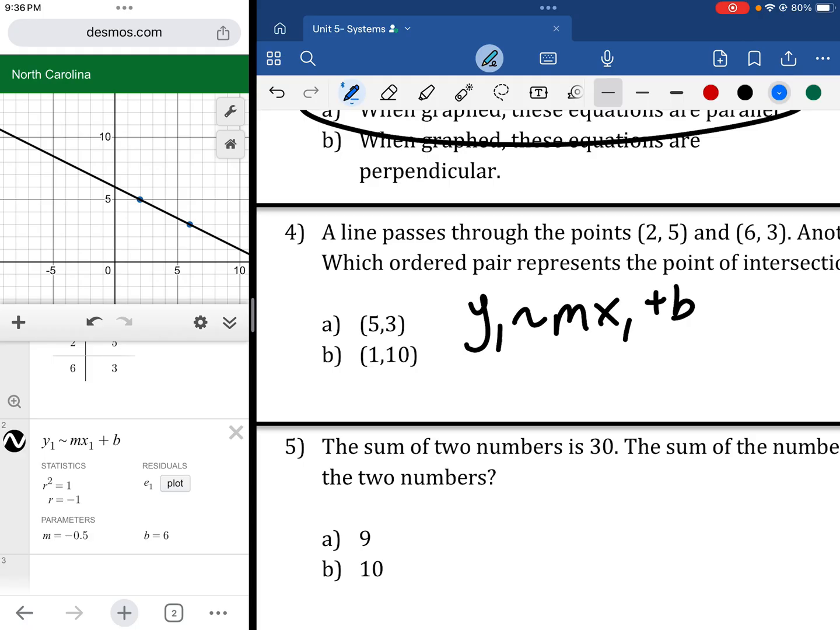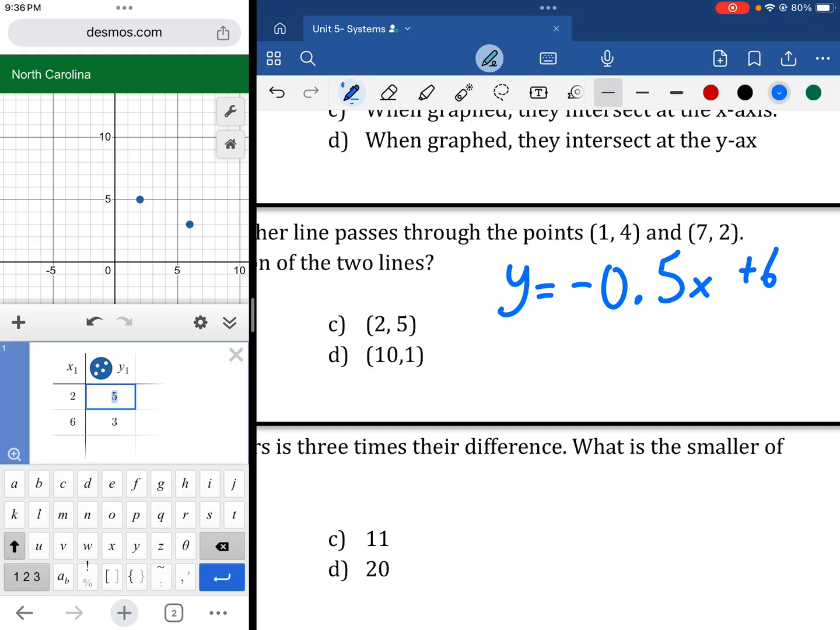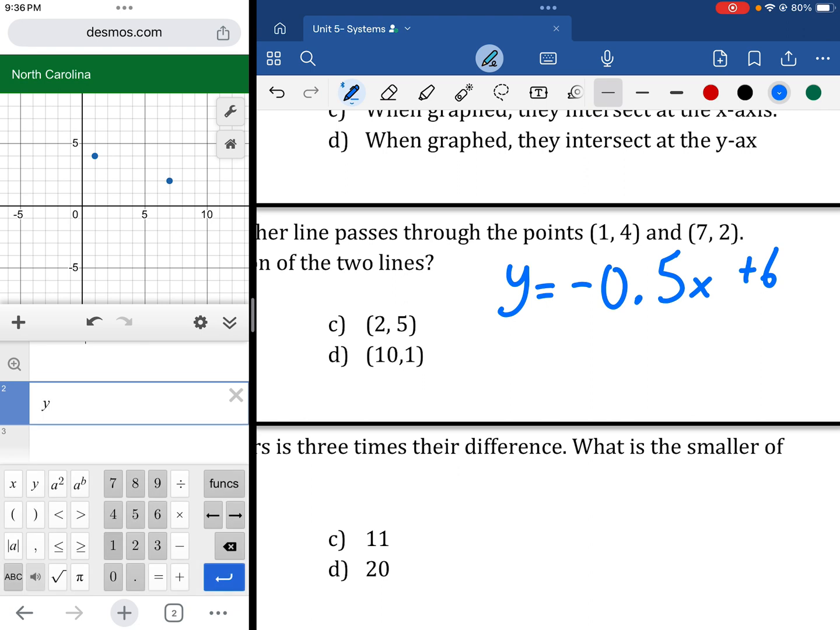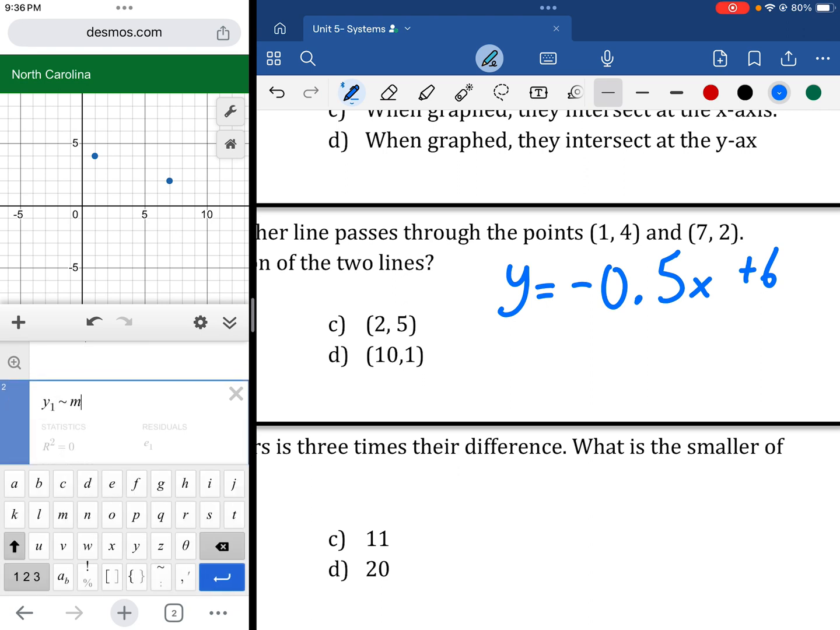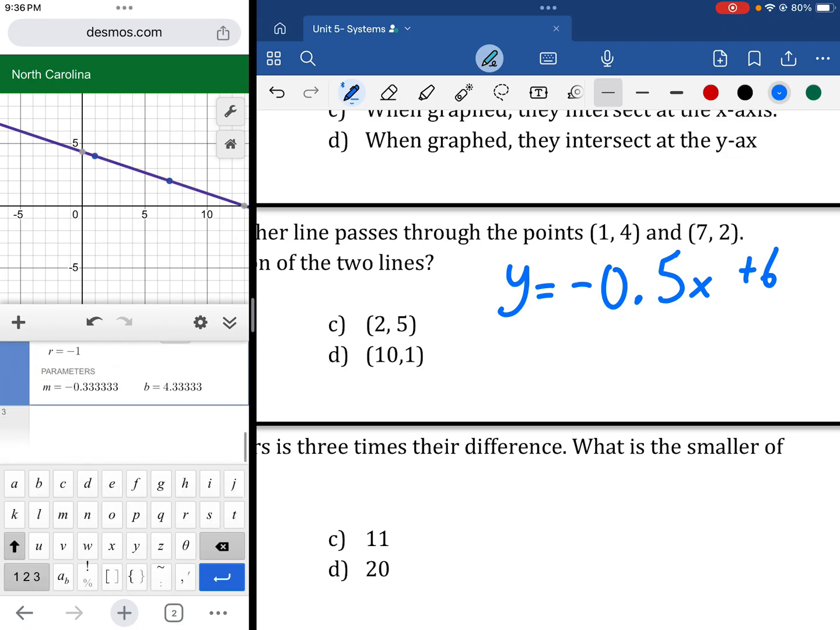So we see that our first line is y equals negative 0.5x plus 6. Okay, we got to remember that. I'm going to go put in our information for the second line now. Okay, let's go over here. I'm going to put (1, 4) and (7, 2). Okay, do our y1 squiggly again. I don't know why I deleted that. I shouldn't have done that. mx1 plus b. So there's our information there.